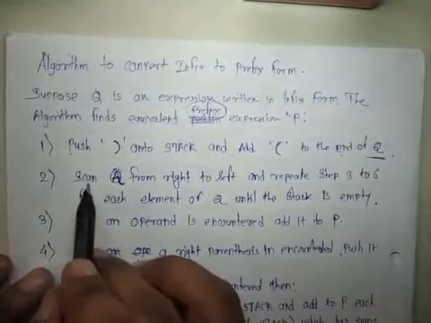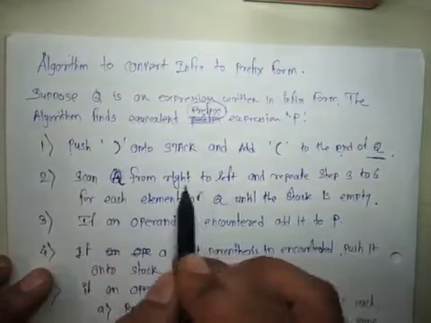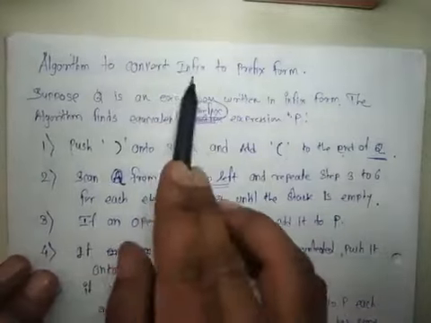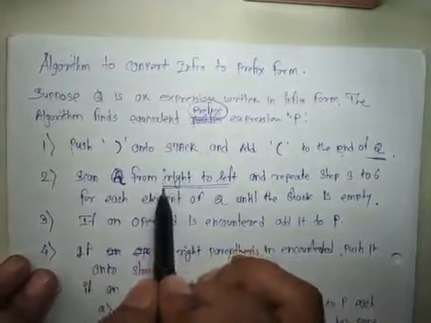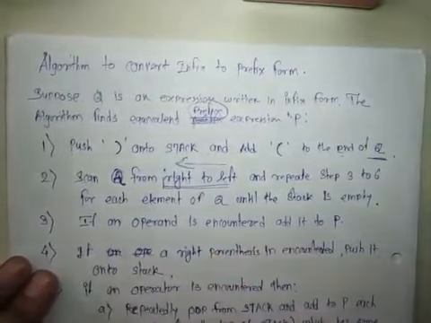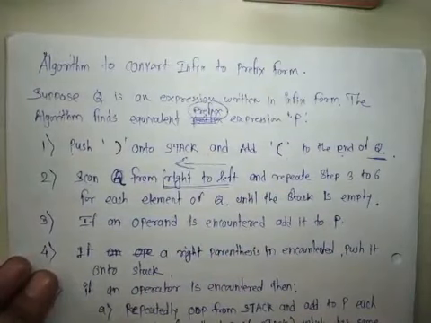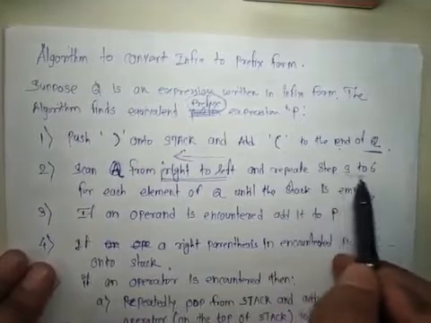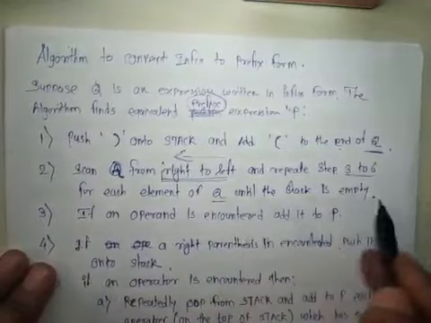Now the next step is what? Scan Q. Q is the expression. Scan Q from right to left. Here we are going to scan from right to left. In infix to prefix conversion, we are scanning the expression from right to left. But in infix to postfix conversion, we are scanning the expression from left to right. So this is the difference. And repeat steps 3 to 6 for each element of Q until the stack is empty.